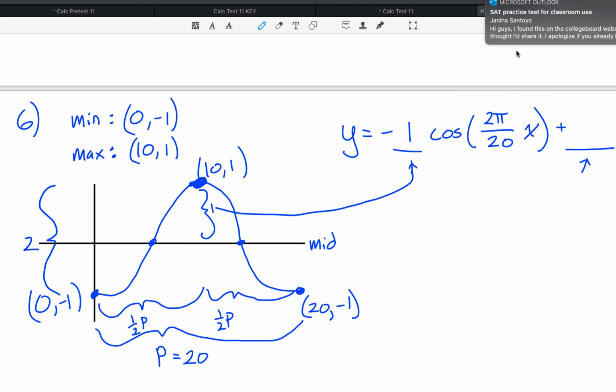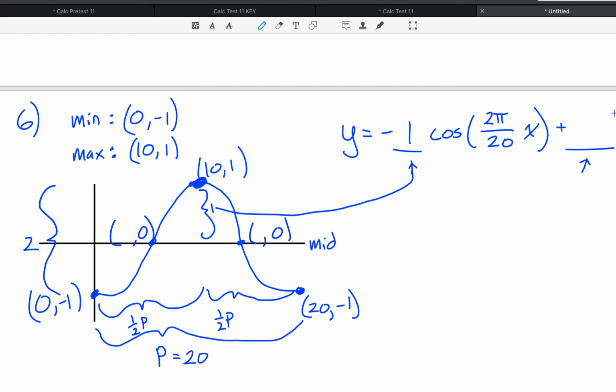2 pi over 20 is really pi over 10. I'll simplify this down here. And then finally, this distance is 1. Yes, we found amplitude first. And then if I go down 1 from 1, you get to 0. So it's something comma 0. This is also something comma 0. So our midline is 0. So simplifying this function for our final answer, y is equal to negative cosine of pi over 10x, the end.